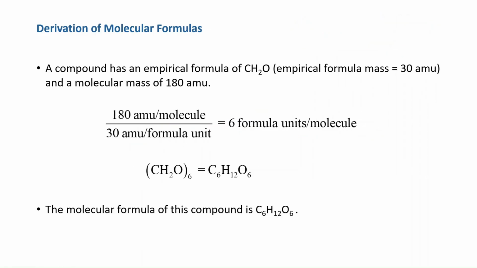Let's do an example. Okay. Actually, I didn't realize I was using glucose in here. But this is the empirical formula, and you can calculate that it weighs 30 amu, again, because you look up the weights in the periodic table. They tell you the molecular mass is 180. So 180 divided by 30, that tells you you have 6 formula units. You have the empirical formula times 6, or C6, H2 times 6 is 12, O6. So the molecular formula is this.